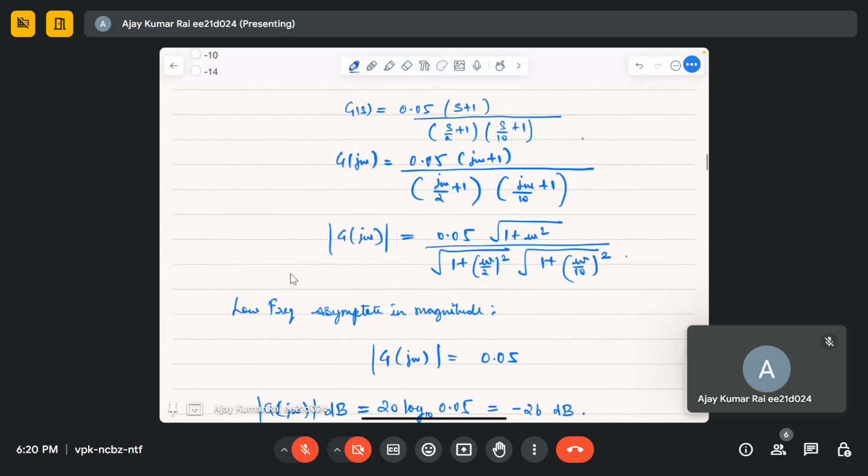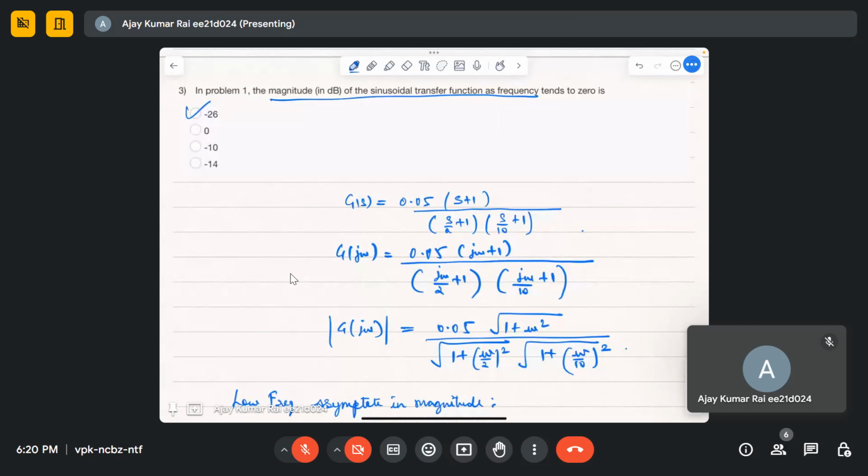Okay, so any doubt in this question? See, straight away, if you write the transfer function in this form, without even going to this step, you'll know that with respect to 1, the s term is very very small, so you'll be left only with 0.05, that is the constant term. And directly you take the 20 log of k, you'll get the magnitude of the sinusoidal transfer function in the low frequency region.